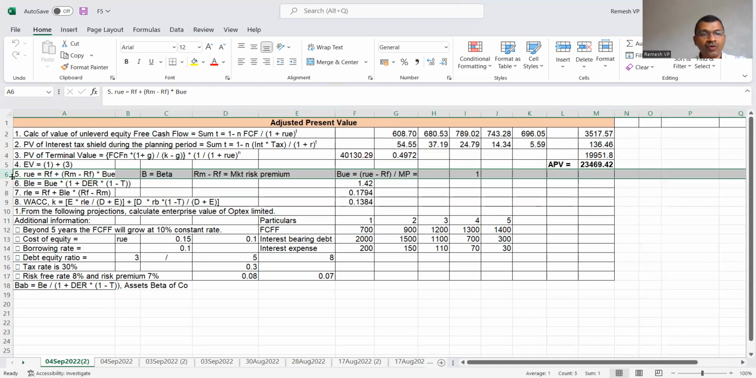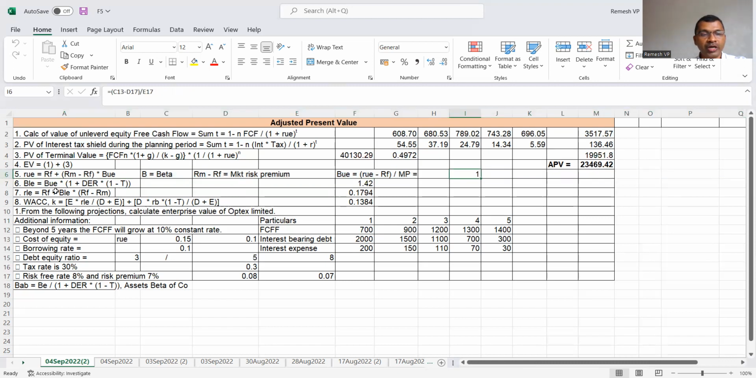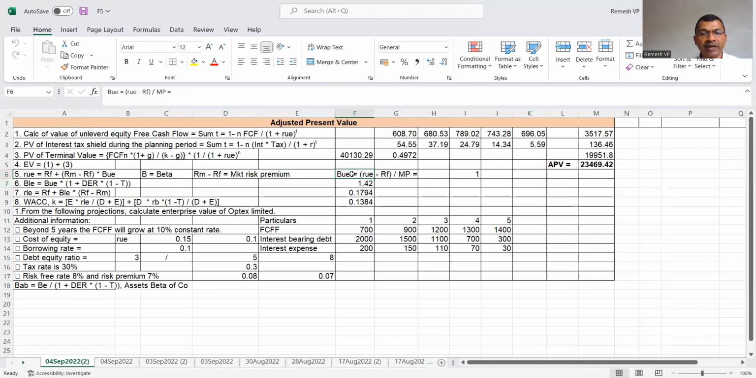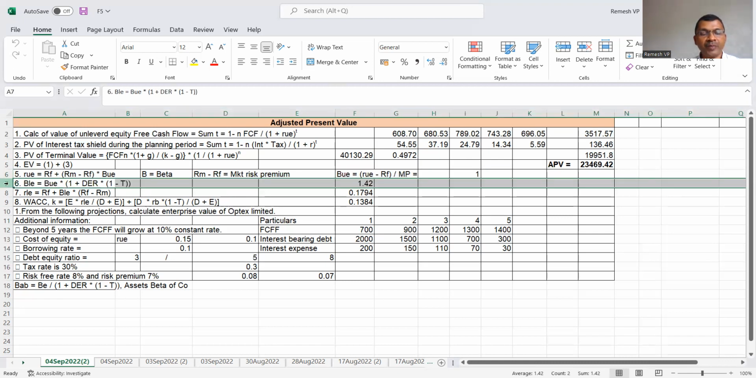So from this formula, we find out market beta as 1, calculated as 1 we have got. And with that market beta, we are calculating the beta levered equity. This is unlevered equity beta. And we are calculating levered equity beta using the formula beta levered equity equal to beta unlevered equity into 1 plus debt equity ratio into 1 minus tax rate. So we calculate the levered equity beta.